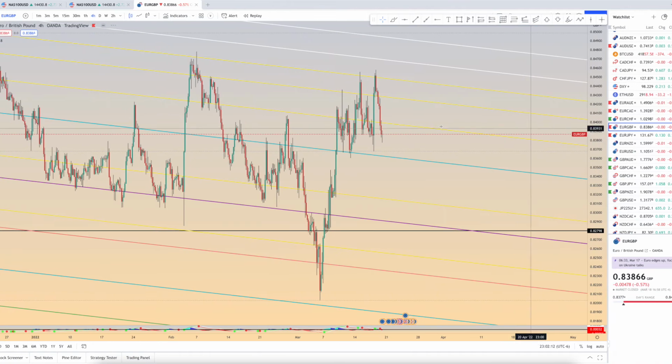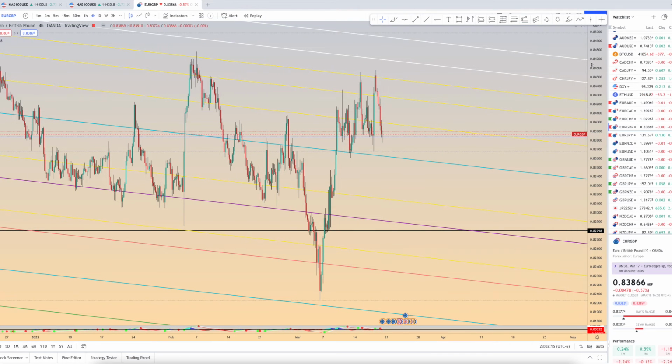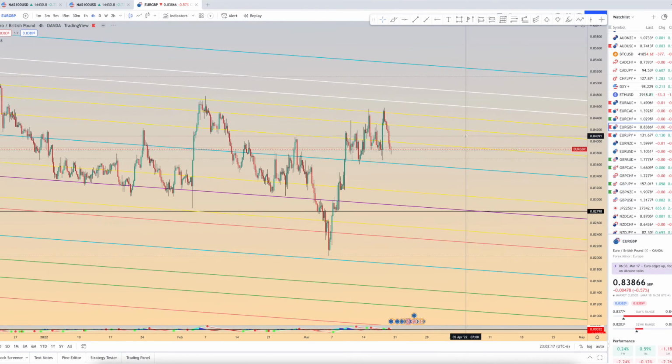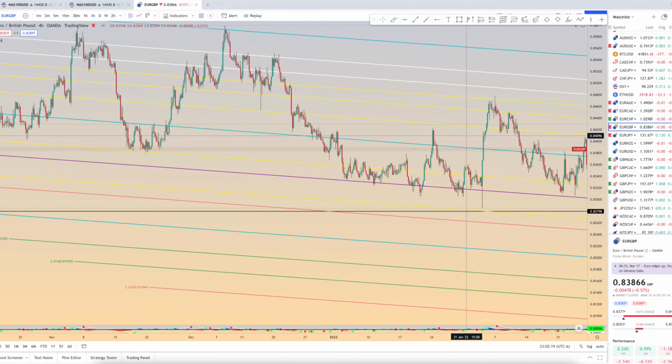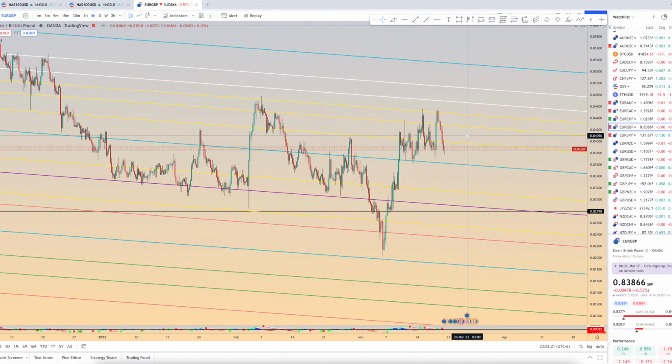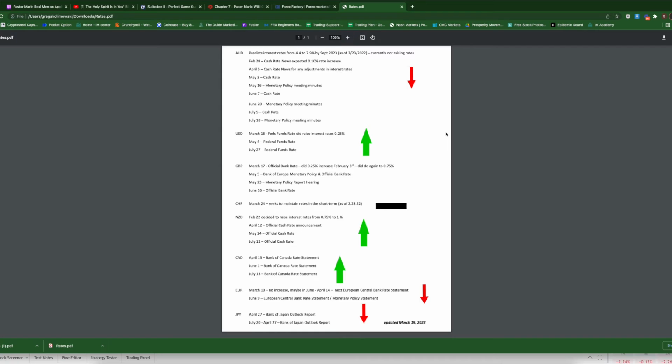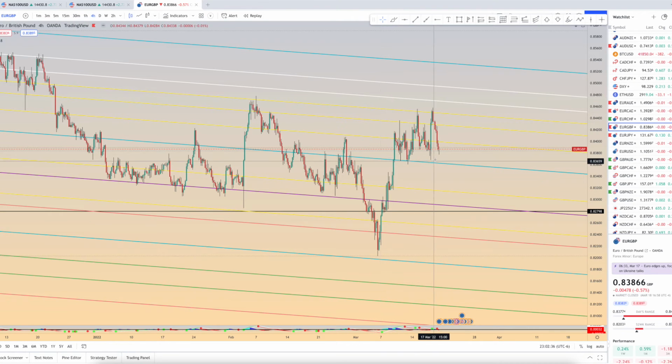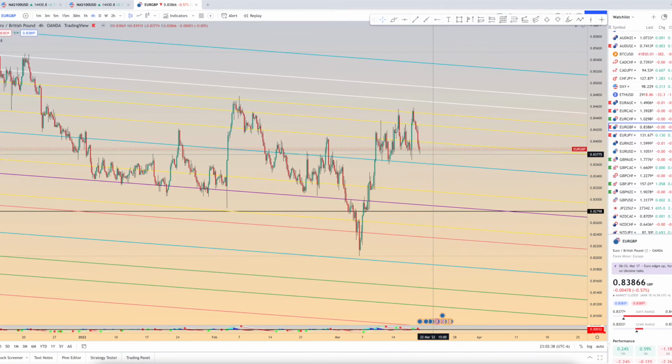Euro GBP. Not really much excitement going on here. We do know the great British pound will be more bullish, right? As we see right here, banks did not raise their rates on February 3rd, but they did actually raise it higher in March. So what that tells me is that GBP will be going down, right?